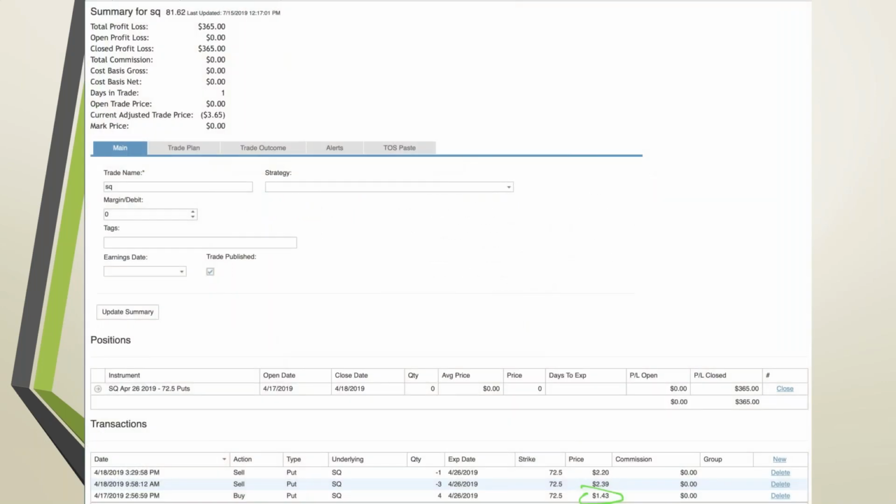And the best part is we keep track of every trade in what's called a trade portfolio manager. So at any time, you can log in and you could see the date we made a trade, the action, whether we're buying, selling, whether it's a call or put, the underlying stock, the amount we're trading, the date, the strike, and the cost. So when we bought Square at $1.43, you could see we sold 3 at $2.39, 1 at $2.20, and we made $365.